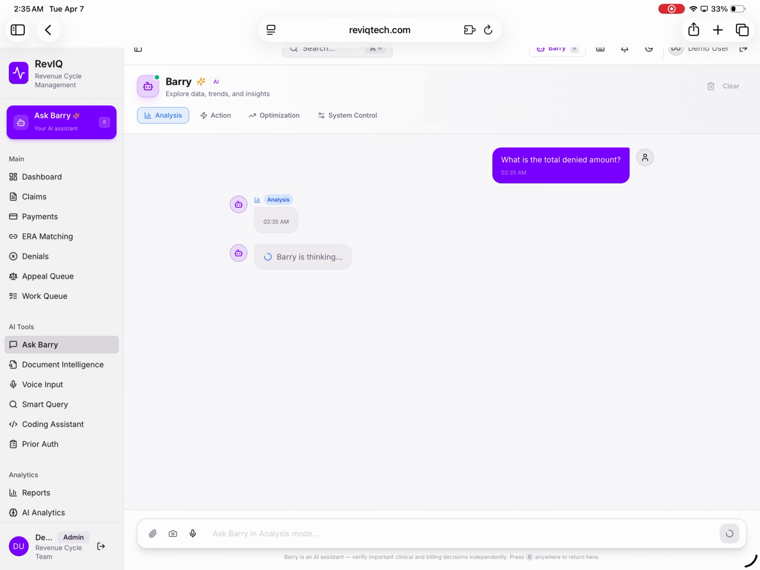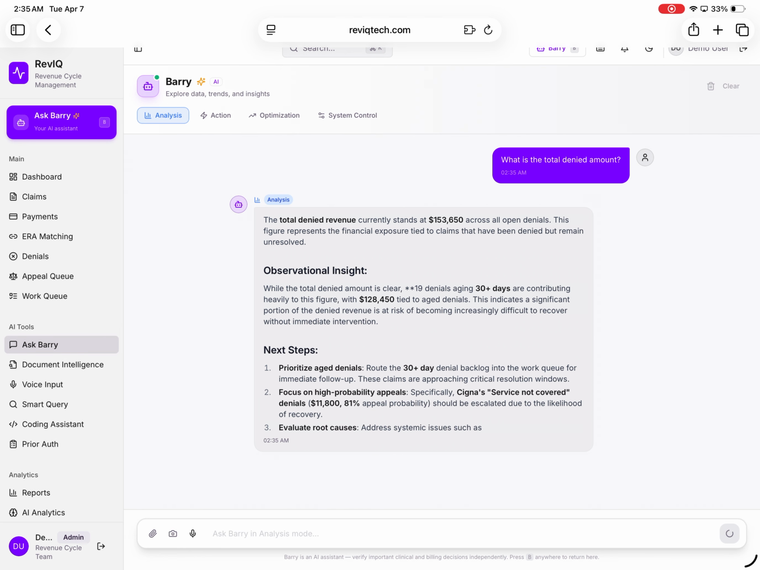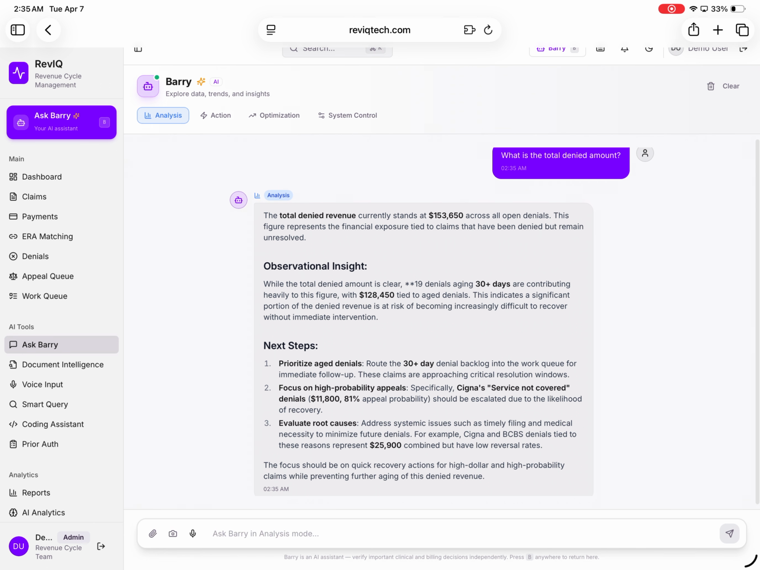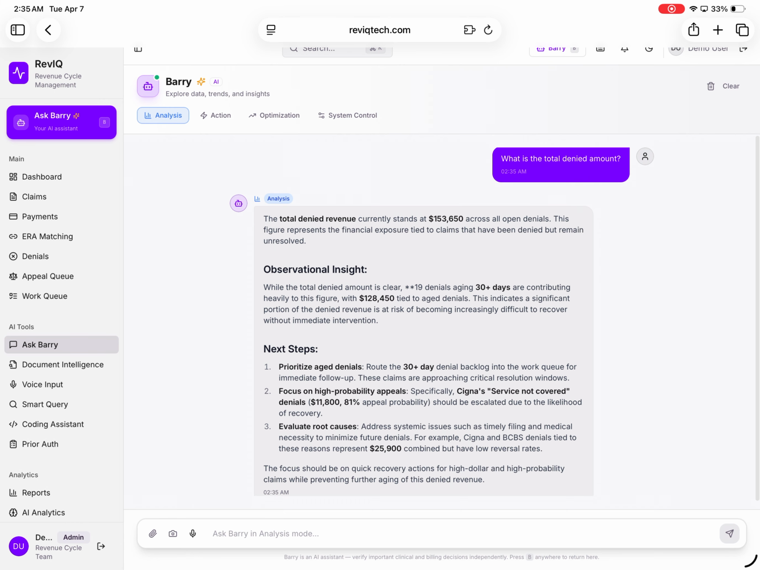What is the total denied amount? Right now, there's $153,650 sitting in denied claims. That's revenue that's already been earned, but hasn't been collected. And to be fair, most systems can show you this number. But this is where things start to change.